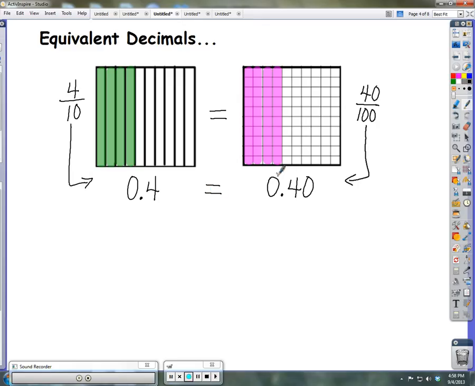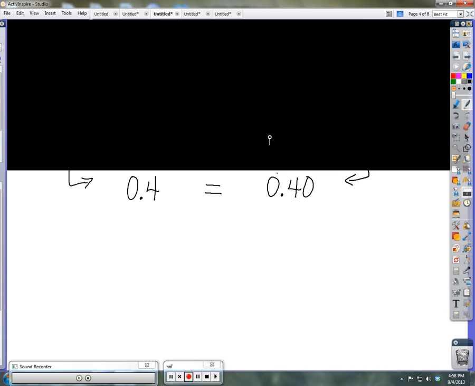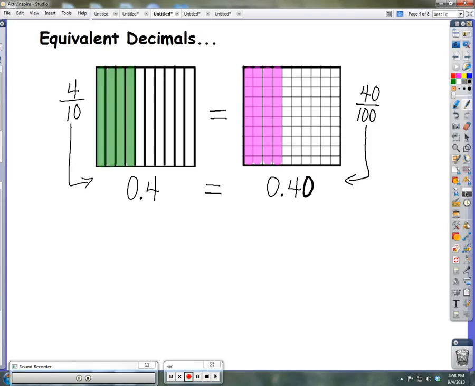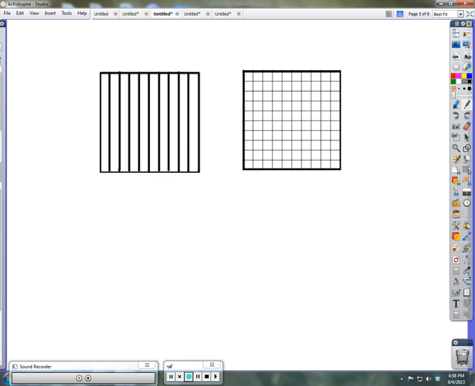Now, if we forget about the pictures themselves or the models and just look at the numbers to see what's happening, you can see that all I did to create an equivalent decimal number for 4/10 was add a 0 to the end of the decimal number, and that creates an equivalent decimal. This works no matter what the model looks like or what the decimal looks like.